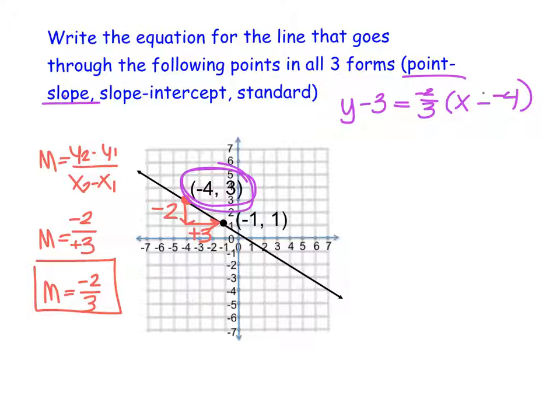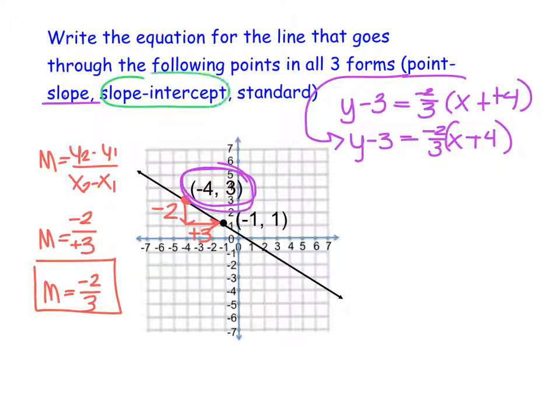So I utilize keep, change there, and my final point slope form equation is y minus 3 is equal to negative 2/3 times (x plus 4) in parentheses. So this right here is our point slope form. Then we're going to move on and find our slope intercept form, which, remember, is when we have no parentheses and y is alone.